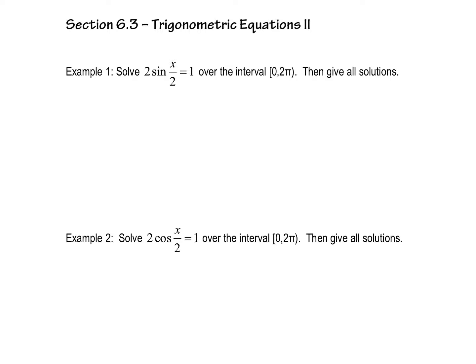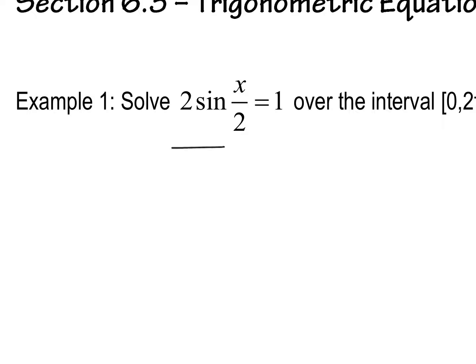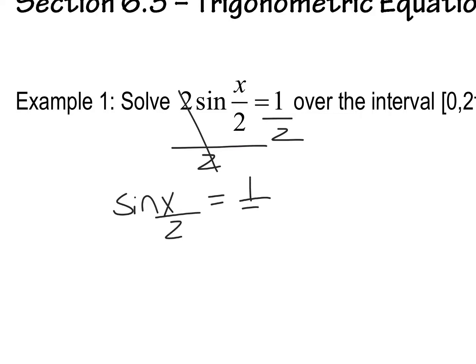But what I'm going to do first is just solve this equation. So I'm going to divide both sides by 2 in order to cancel that 2. So I have sine x over 2 equals 1/2. In this case, there are a lot of places where the sine of something equals 1/2. And here's the new part: I have never done anything where it's not just a regular theta. This is x over 2.